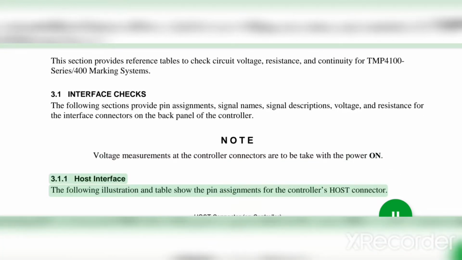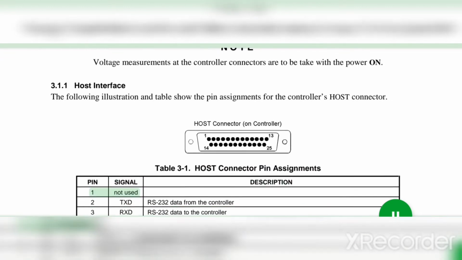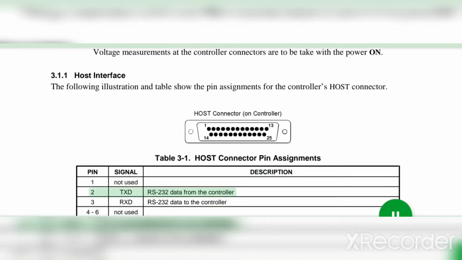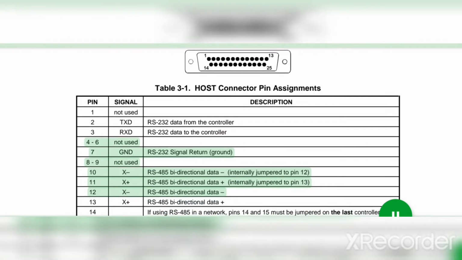3.1.1 Host interface. The following illustration and table show the pin assignments for the controller's host connector. Table 3-1. Host connector pin assignments. Pin, signal, description. 1 not used. 2 TXD, RS232 data from the controller. 3 RXD, RS232 data to the controller. 4-6 not used. 7 GND, RS232 signal return ground.